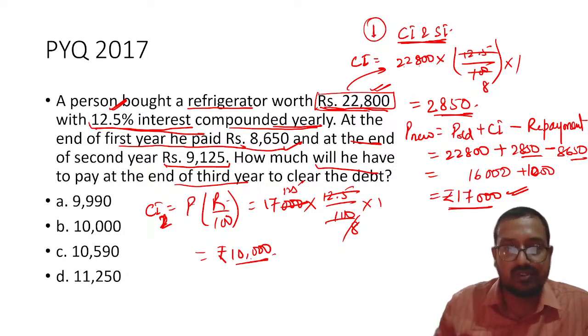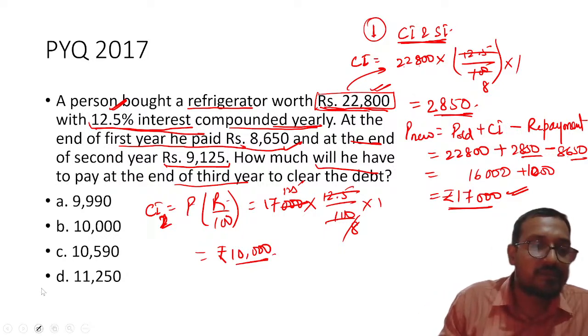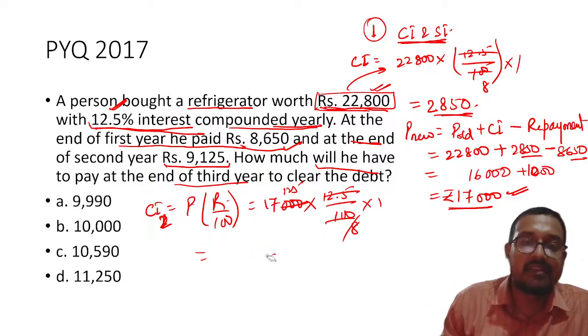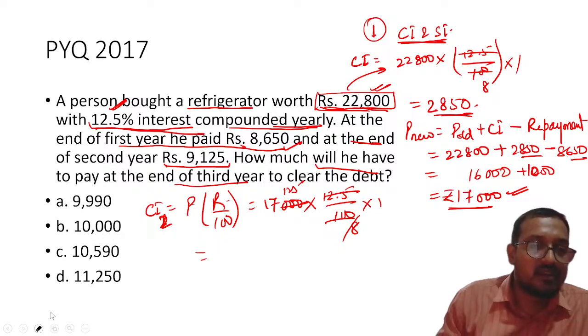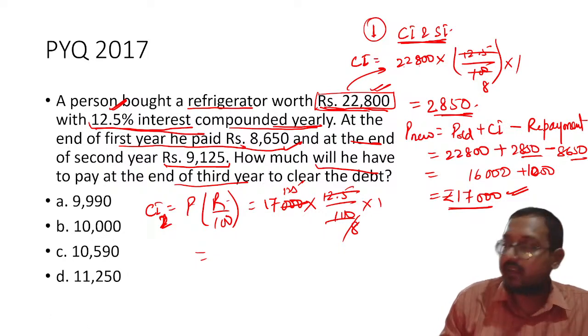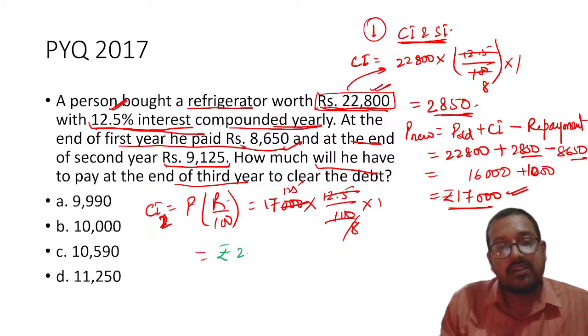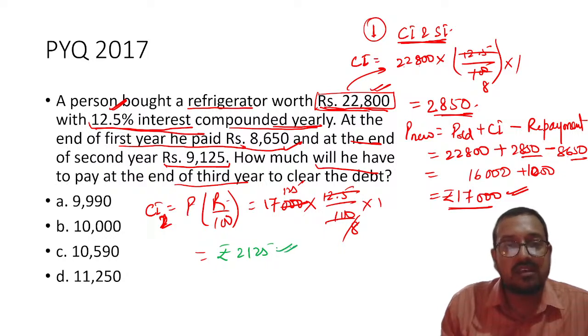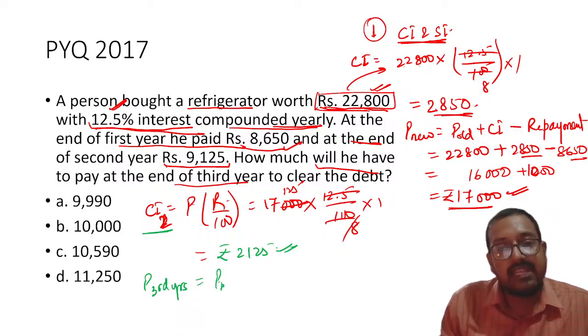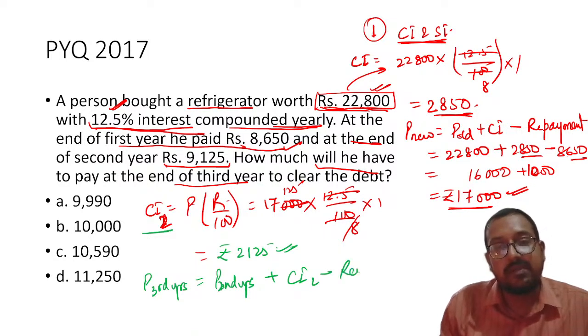Sorry, I'm really sorry, I have to multiply it. I have done some multiplication, so I will directly write it: rupees 2,125. So that is the CI2. So what will be P for the third year? Please remember, P for the third year will be P second year plus CI2 minus repayment.